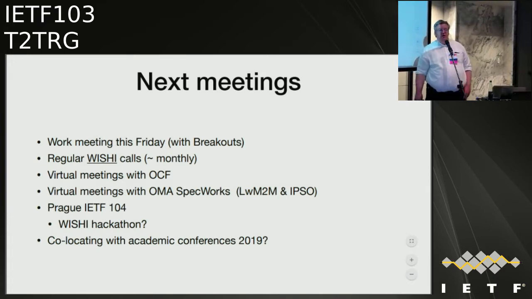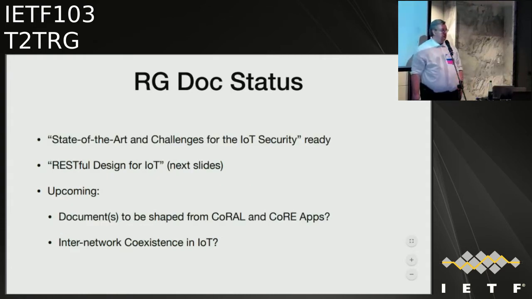We have two documents that we have agreed are research group documents. One is the state of the art and challenges for IoT security document that is still ready. There has been a snag in the ISG processing that is required to get a document published as an RFC. The ISG looks at research group documents and decides whether this is actually an attempt to work around some IETF consensus. And so they have to look at the document, and the ISG is very busy, and that process didn't move forward yet. The other one is RESTful design for IoT. So this is nearing completion. That will be on the next slides.